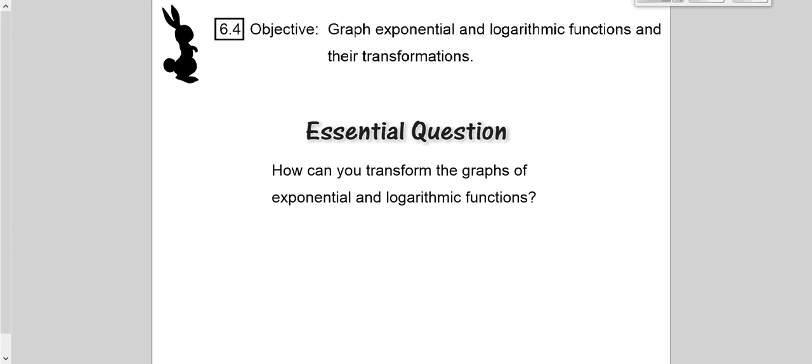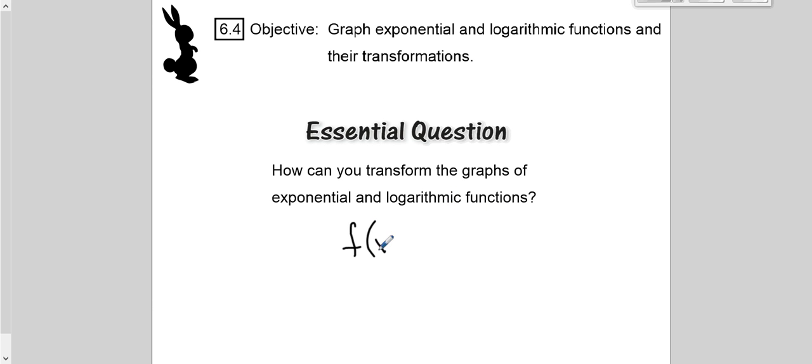This is lesson 6.4. Our objective: graph exponential and logarithmic functions and their transformations. Our essential question: how can you transform the graphs of exponential and logarithmic functions? Well, the same way we transformed everything else.